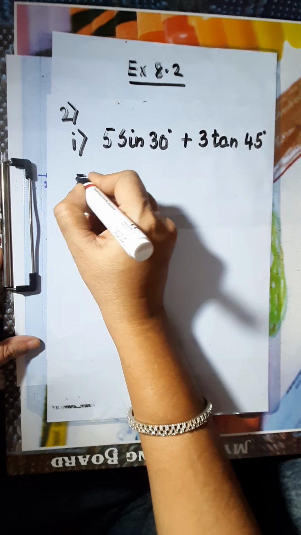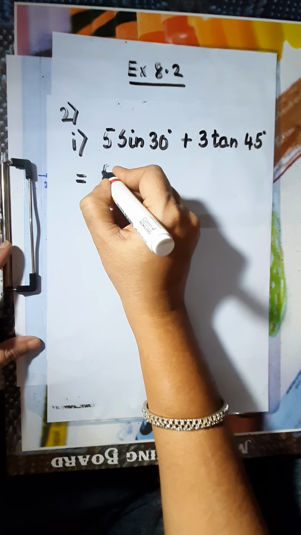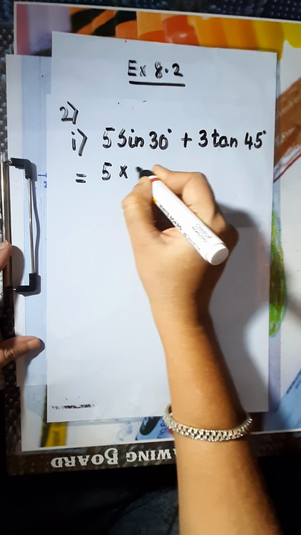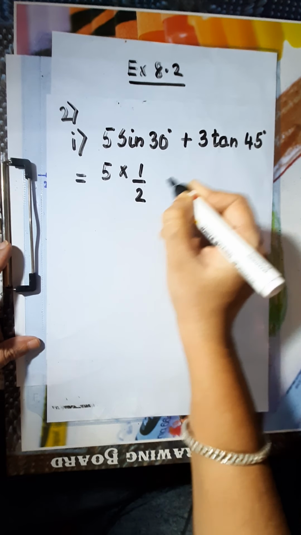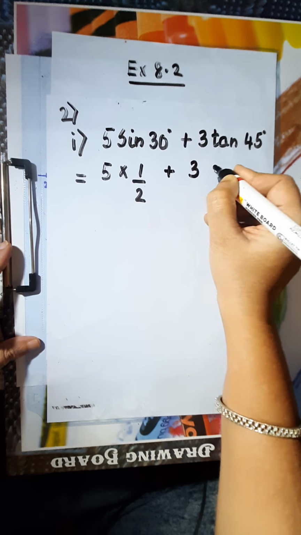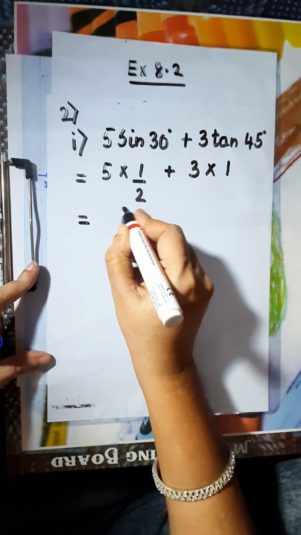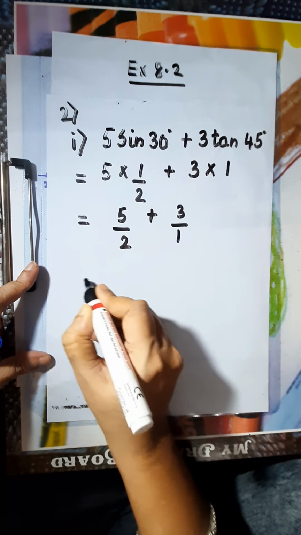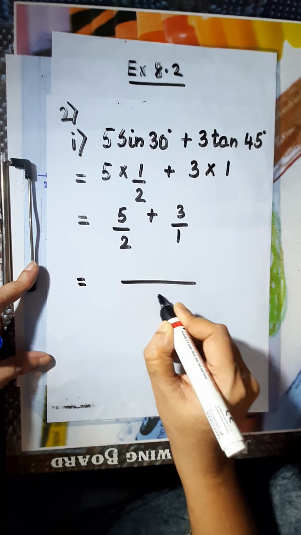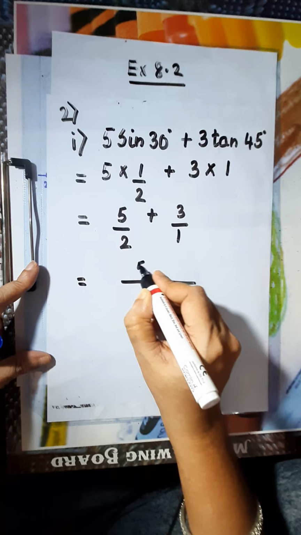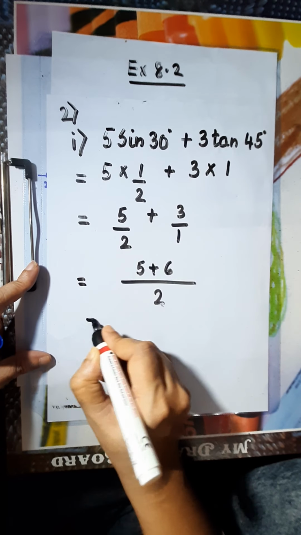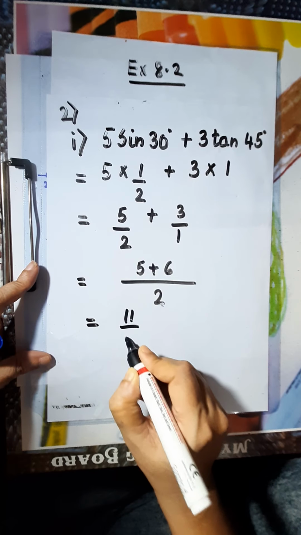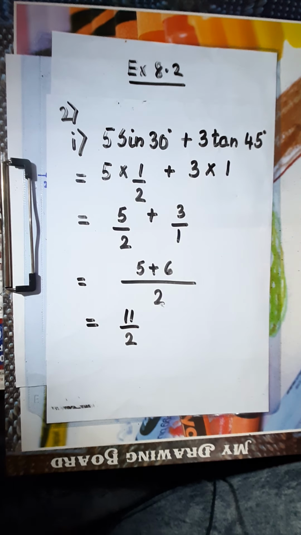So that is equal to, come on, look at the table and give me the values. What is the value of sine 30? You have to know the table in the exam. The value of sine 30 is half and tan 45 is 1. I'm just substituting the values. 5 ones are 5 upon 2 plus 3 upon 1. We will take the LCM. LCM of 2 and 1 is 2. 5 ones are 5, 2 threes are 6. 5 plus 6, 11 upon 2. Is that clear?